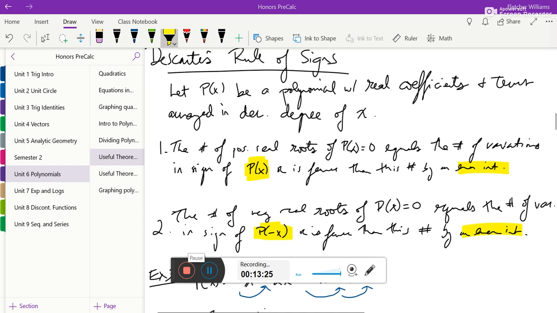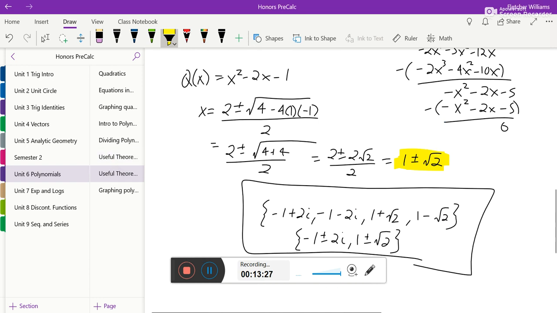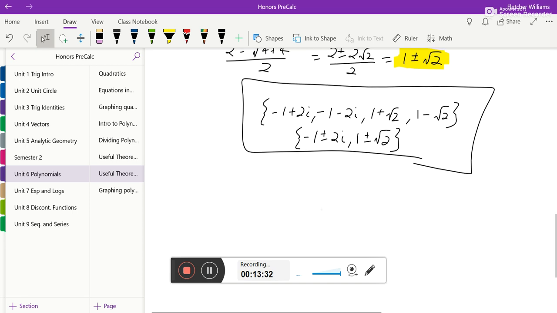So you have seen this in Algebra 2. So I'm going to help you remember what you've learned about this. So let's look at an example to flesh it out.